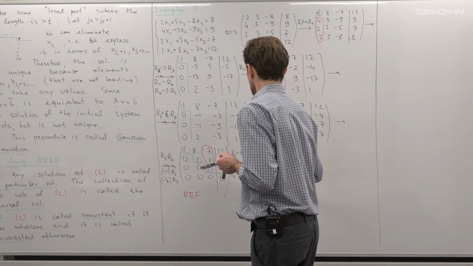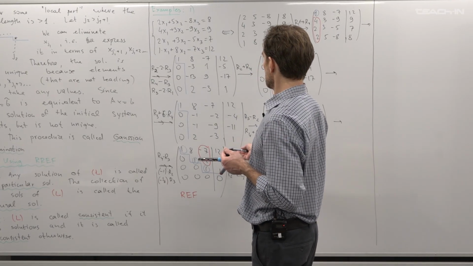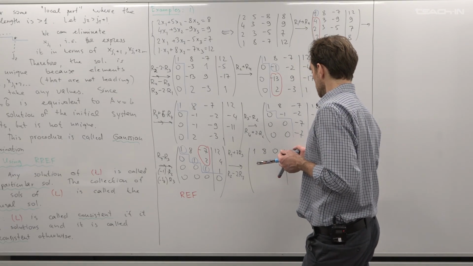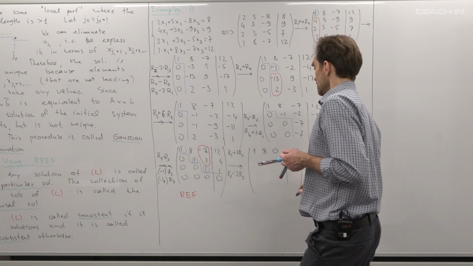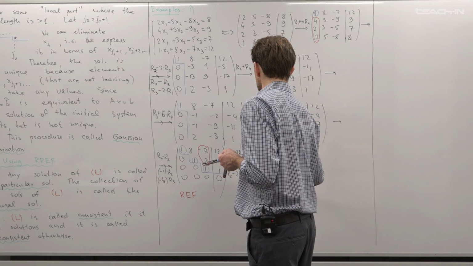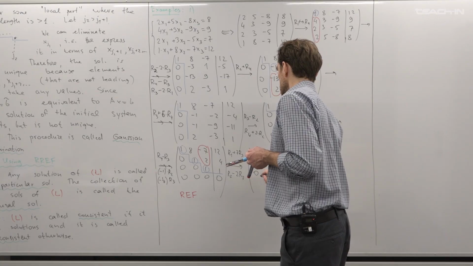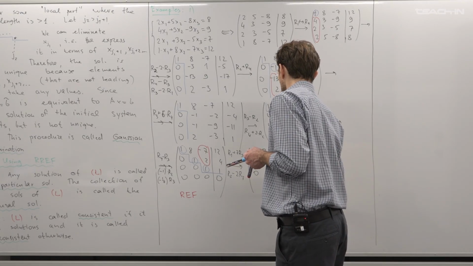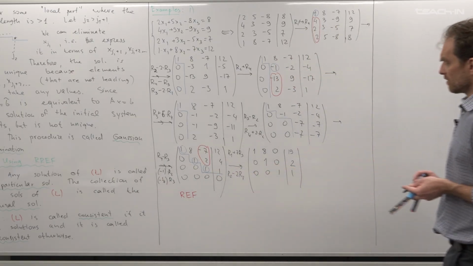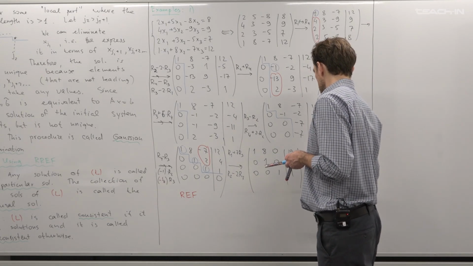So we get 1, 8, 0, and here we get 12 plus 7, which makes 19. Okay, then we have 0, 1, 0, and 4 minus 2, which makes 2, and we have 0, 0, 1, 1. And so I will not write this row of zeros because it contains no information. So I can just get rid of this row.